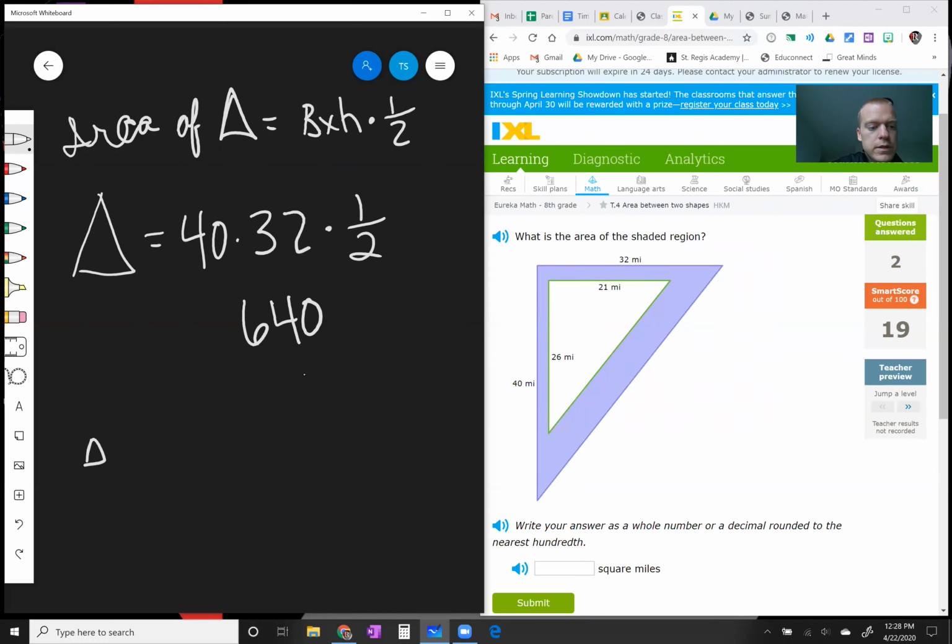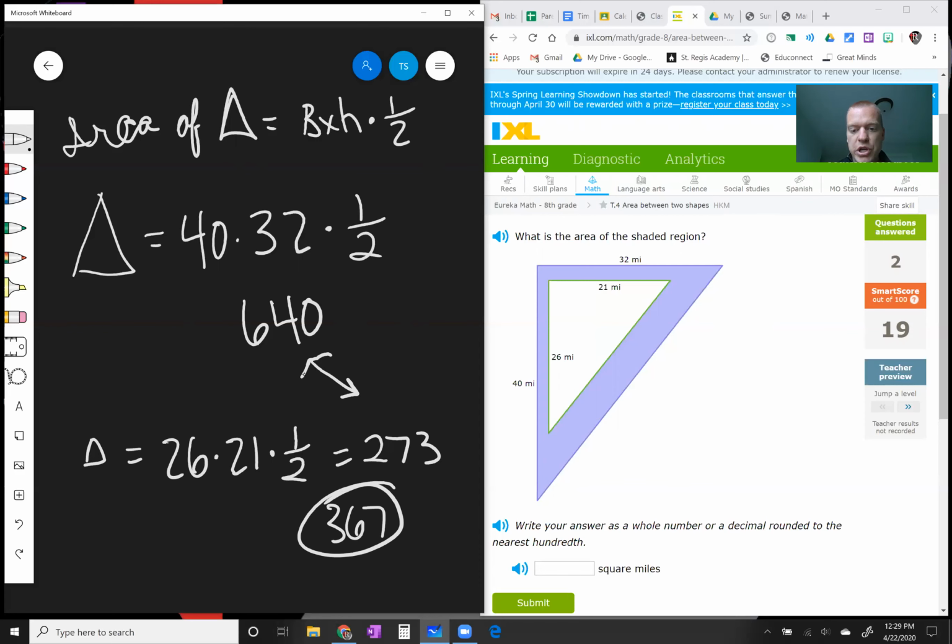Now let's do the small triangle. Small triangle, the height is going to be 26. The base is 21. Multiply that by 1/2. So 26 times 21 times 0.5, 273. And just subtract these now. Right, 640 minus 273, you get 367 is the area of the shaded part.